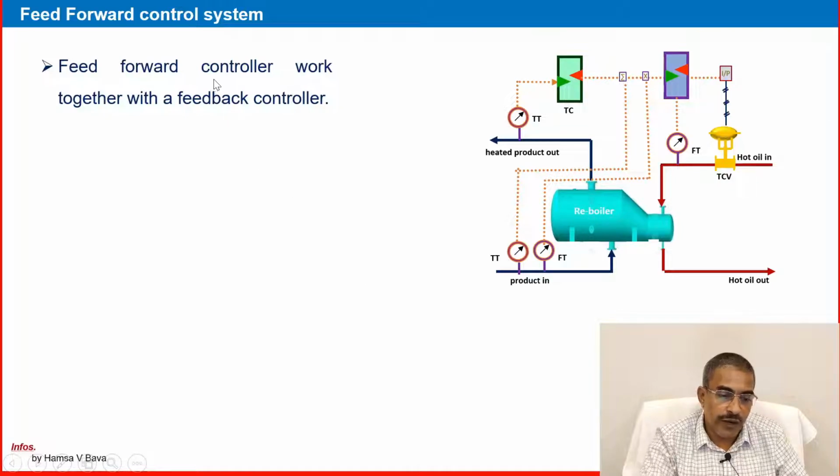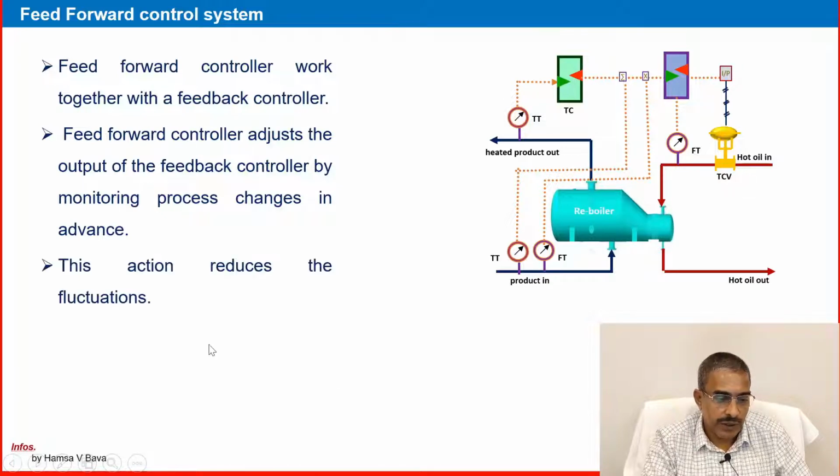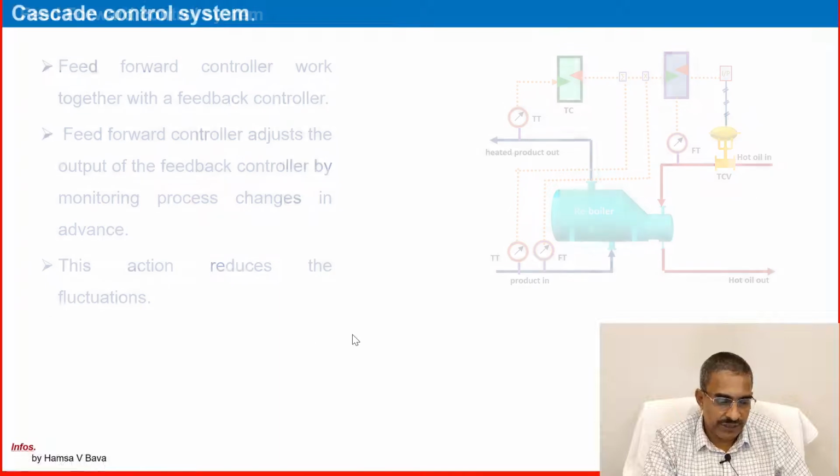So a feed forward controller works together with a feedback controller. It is designed or developed from the feedback controller itself. The feed forward controller adjusts the output of the feedback controller by monitoring process changes in advance. See the flow here and flow here also, it is taking in advance, then calculating, making a smooth decision to maintain minimum fluctuation or more stability in the process.